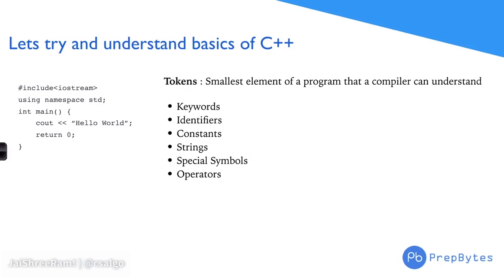Okay, so till now we have understood what tokens are. Let's go ahead and understand each of them one by one. We will understand keywords, identifiers, constants, strings, special symbols, and operators. We'll start with identifiers. Understanding identifiers will help us in understanding keywords as well. So what are identifiers?